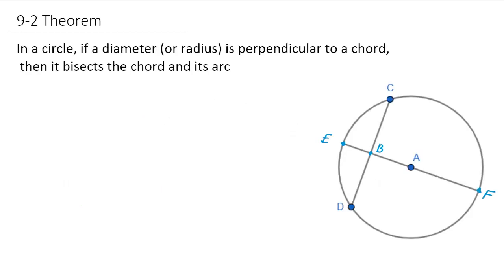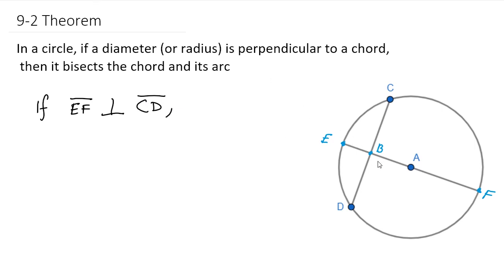This is the second theorem. In a circle, if a diameter or a radius is perpendicular to a chord, then it bisects the chord and its arc. So let's use the circle that we have over here, circle A, to point out what this means. A diameter, in this case, is the segment EF. So if the segment EF is perpendicular to a chord, in this case the chord CD.